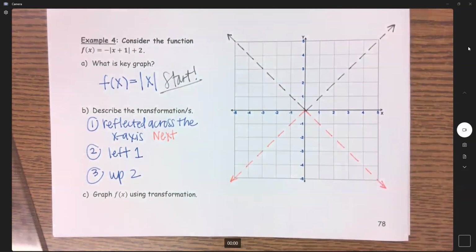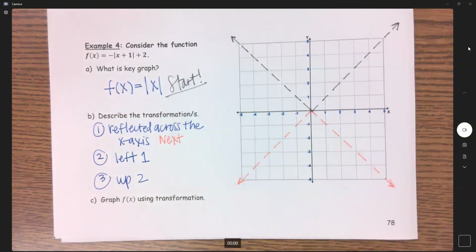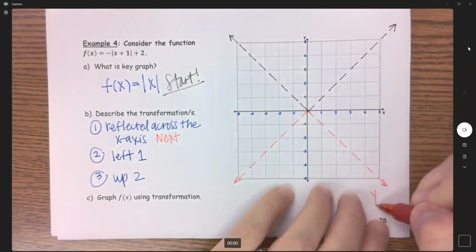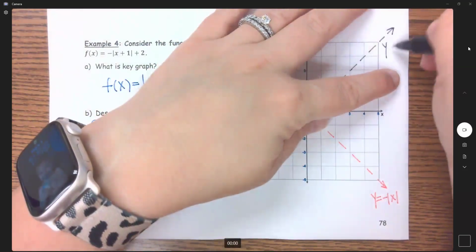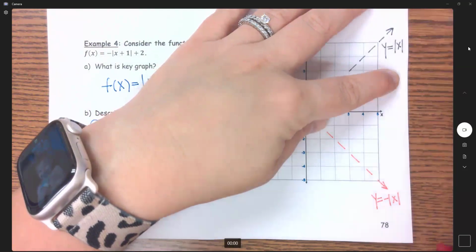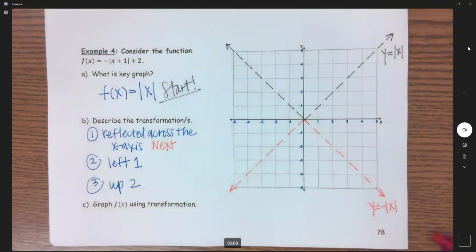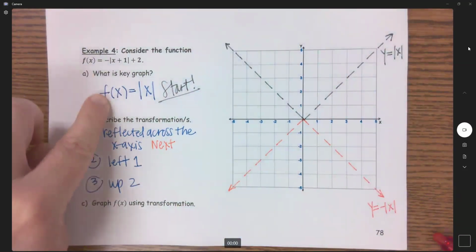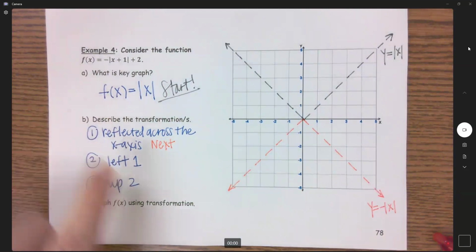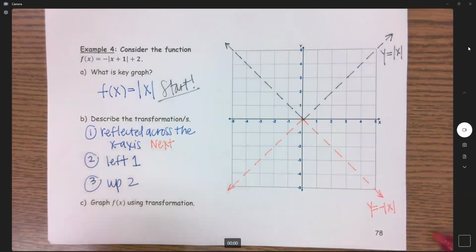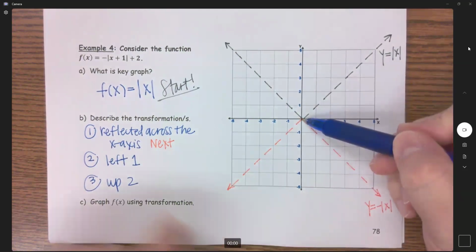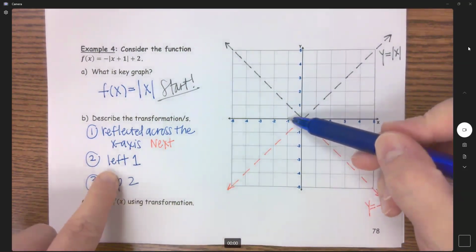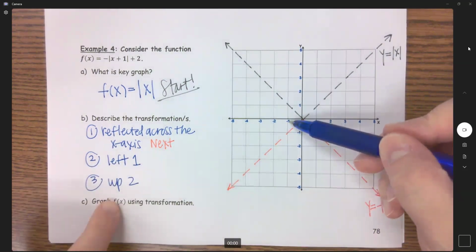But it would probably be even better if we started labeling these graphs. So this would be the graph of y equals the negative absolute value of x. Well, we started right here with y equals the absolute value of x. Start with the key, do any kind of reflections, and now we can do our shifts here. So this origin here needs to go left 1 and then up 2.